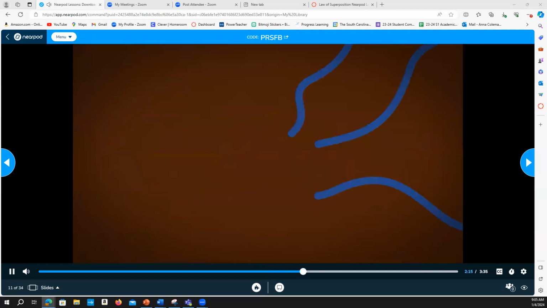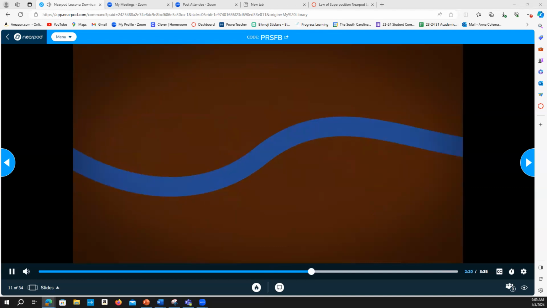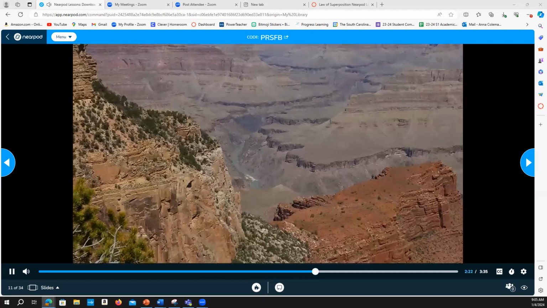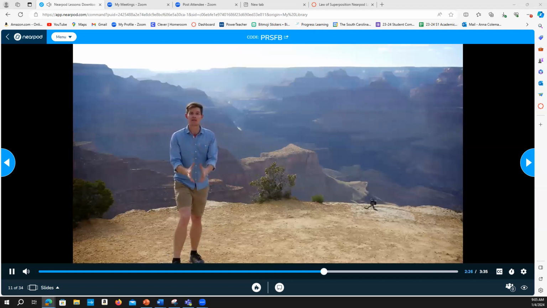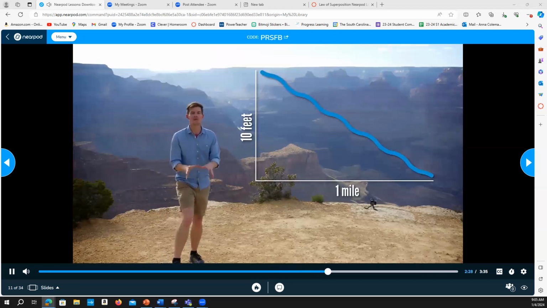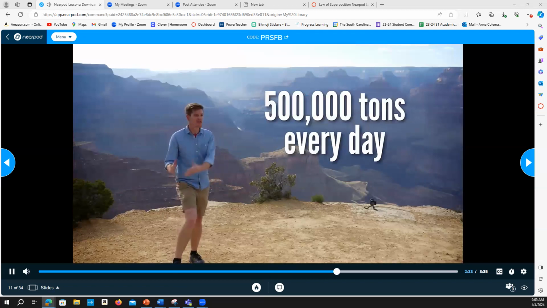Small rivers joined together to make larger ones, some pooled up into lakes, some even changed direction. And about 5 or 6 million years ago, the Colorado River was born. That's not that old in geological time, but this river is special. It drops 10 feet for every mile that it travels and carries 500,000 tons of silt and sand and rocks downstream every day. It's like liquid sandpaper.